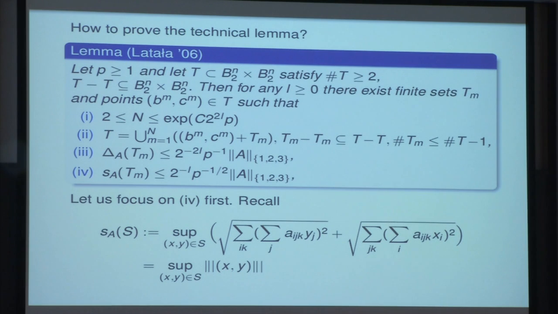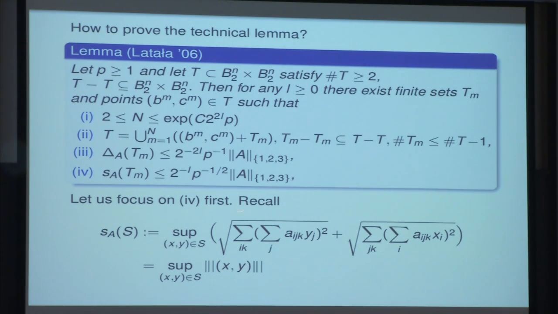OK, so I still have like 13 minutes, so let's go back to this lemma, and let's discuss the proof of it. As I said, I will not pay attention to these technical properties. I will just focus on the cardinality of sets and these 2 diameter bounds. So we will prove it in 2 steps. First, we will take care of this property 4. We want this SA of Tm to be small. And then we will do another partitioning to get the property 3.